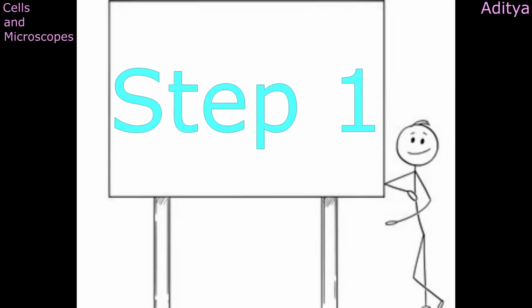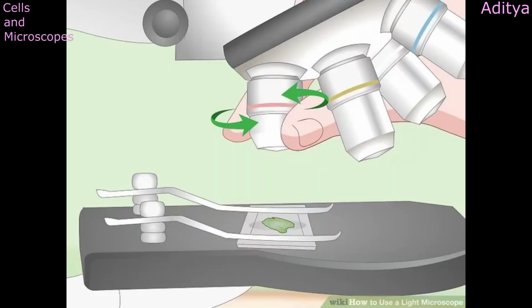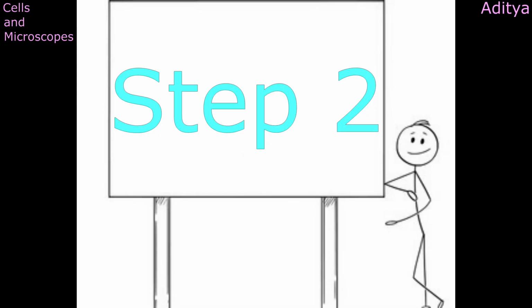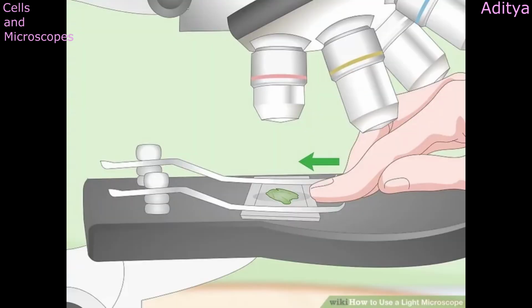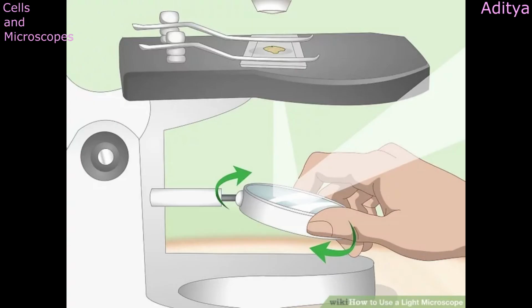Part 1. Place a small objective lens, the part that does the enlarging and the magnification, and the smallest one, over the hole in the stage. Next, turn the coarse focusing wheel to make the gap between the objective lens and the stage as small as possible. Part 2. Place a slide under the clips on the stage. The slide contains the specimen, the thing you want to look at. Then adjust the light source so that the light goes up through the hole.